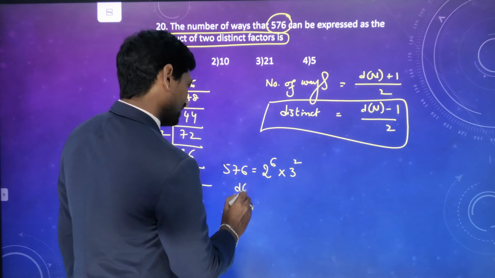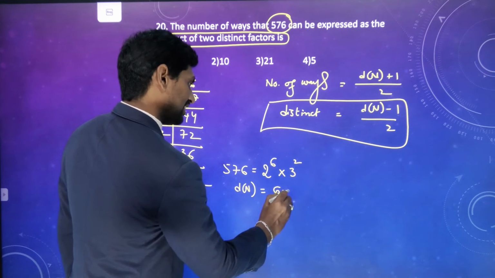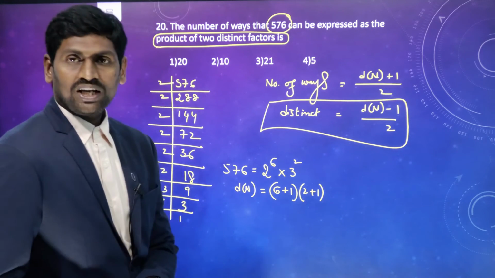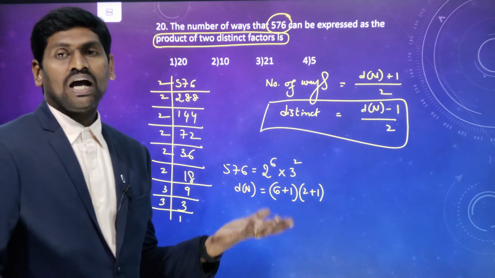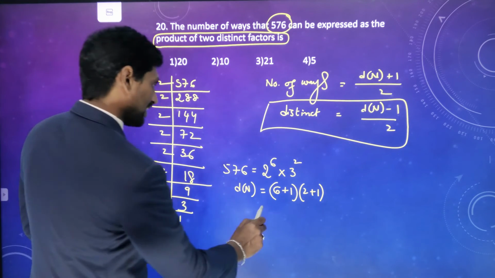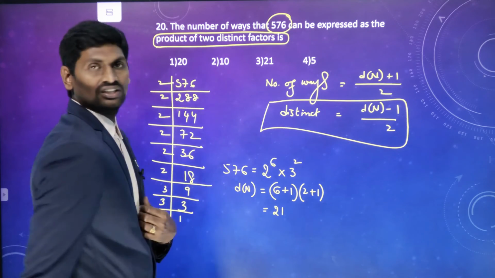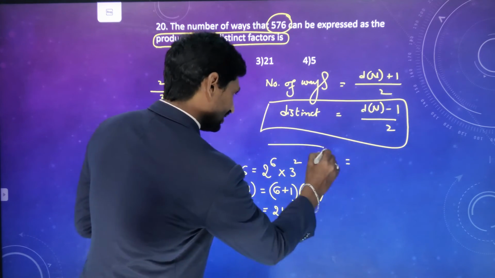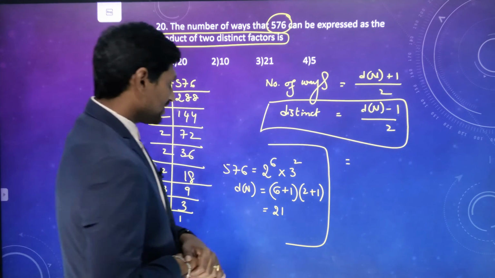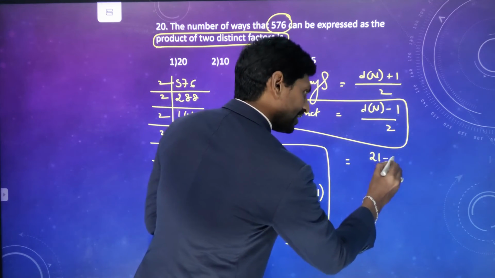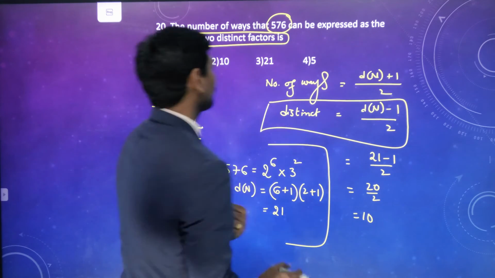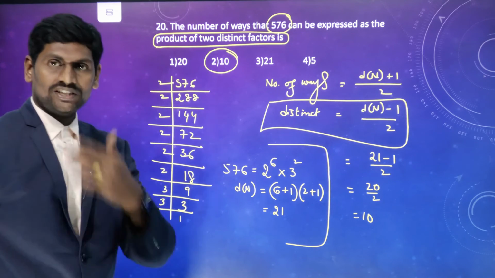So the number of divisors is (6 plus 1) into (2 plus 1), like the formula (n1 plus 1) into (n2 plus 1), where n1 and n2 are respectively the exponents of the prime numbers. Now 7 threes are 21. So the number of distinct ways of expressing a product of two factors is (21 minus 1) by 2. 21 minus 1 is 20, 20 by 2 is 10. Okay, children?